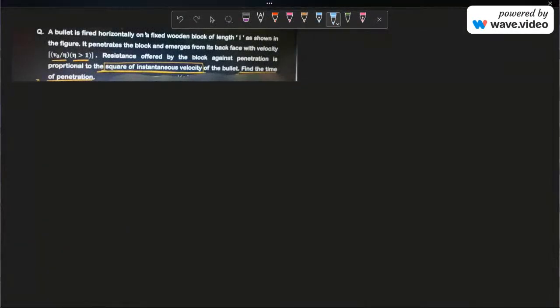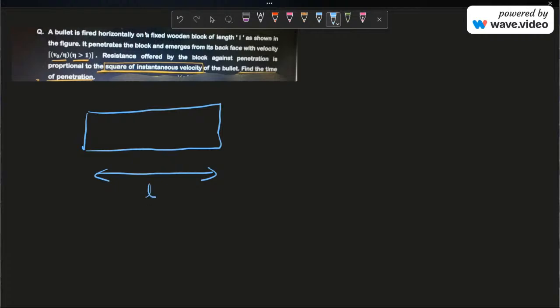So yeah, a bullet is fired horizontally on a fixed block of length L. Length L is the length which it has penetrated. Let's say the bullet was so powerful that it penetrated this block. This won't be possible in real life because it would topple before penetrating it. But let us say that it penetrated this L length where the width is lesser than L. That is why it is not possible. So there is a bullet and it penetrates it.